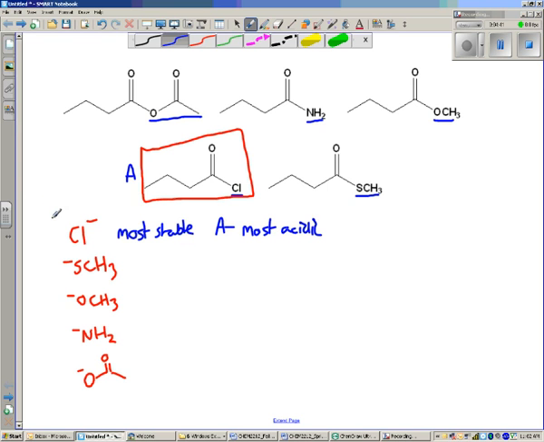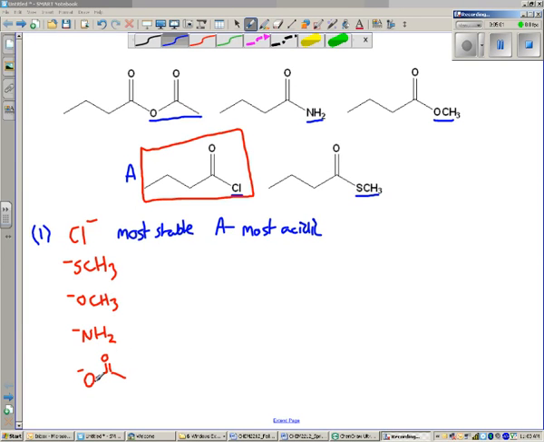So I'm going to do a little ranking order here. 1 meaning most reactive, because that's the best leaving group. That means that the SCH3 minus is more stable than OCH3 minus.